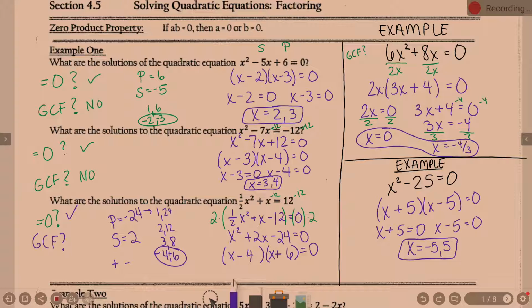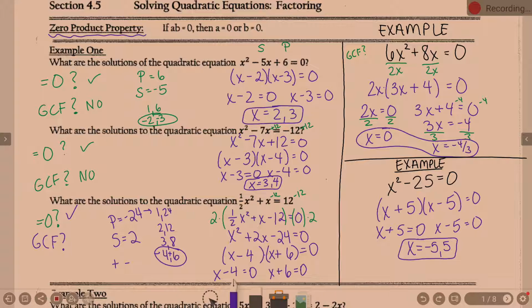So remember, we had our zero product property. Zero product property says if 2 pieces multiplied equals 0, one of them has to be 0, right? So we set both parts equal to 0 to find our possible answers. So here, we're going to set x minus 4 equal to 0, and we're going to set x plus 6 equal to 0. I have run out of room.